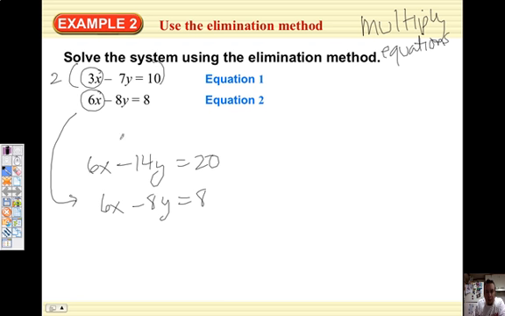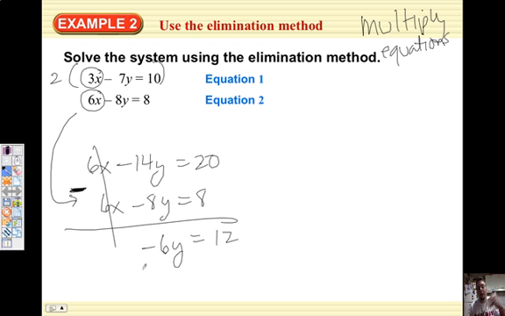Now look at my system of equations. I got a 6x and a 6x. So how can I eliminate something? In this case, I would subtract because 6 minus 6 is nothing. So I have to subtract everything. Now be careful. Negative 14 minus negative 8. Be careful. You can type it in the calculator if you want to. Negative 14 plus 8, which is negative 6y. 20 minus 8 equals 12. Now look what happened. You eliminated x. Now we got y by itself almost. Negative 6y equals negative 2.